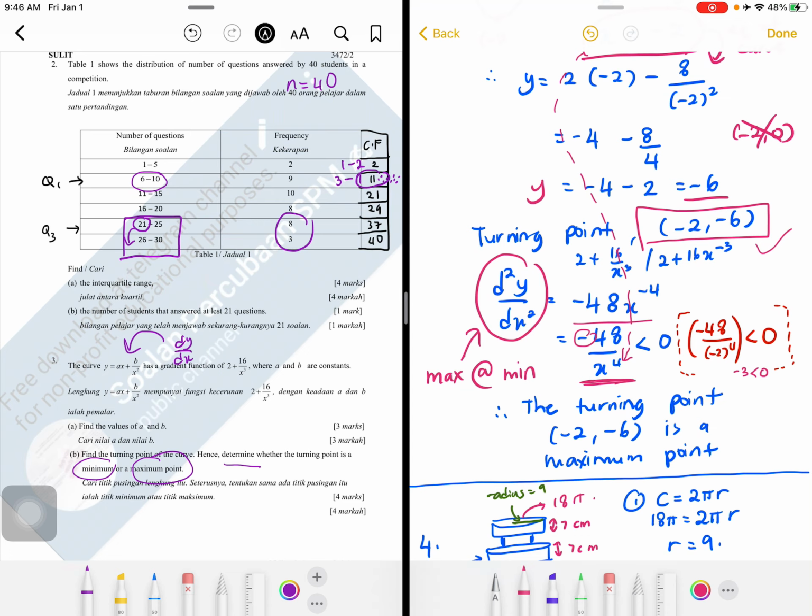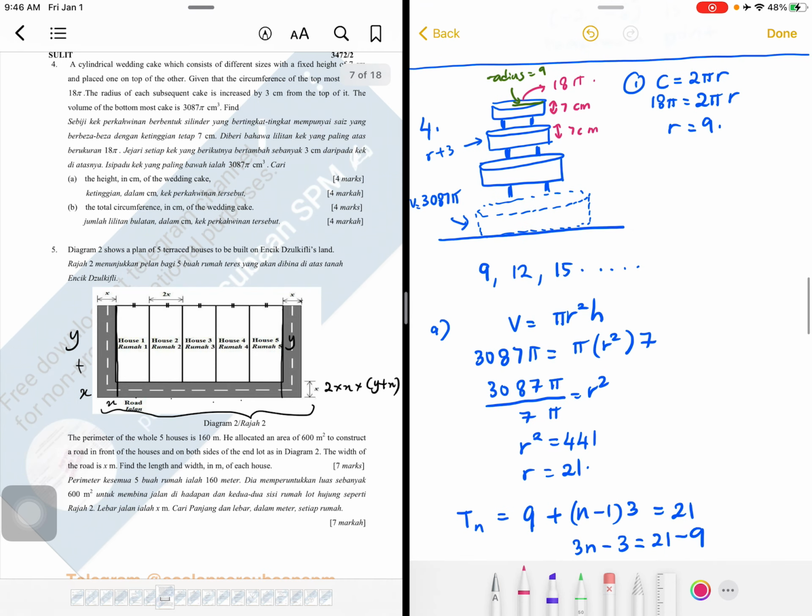Okay, alright. So harap faham. Kalau tak faham, kamu ulang semula video ni supaya kamu boleh faham. Kalau tak faham juga, call me.